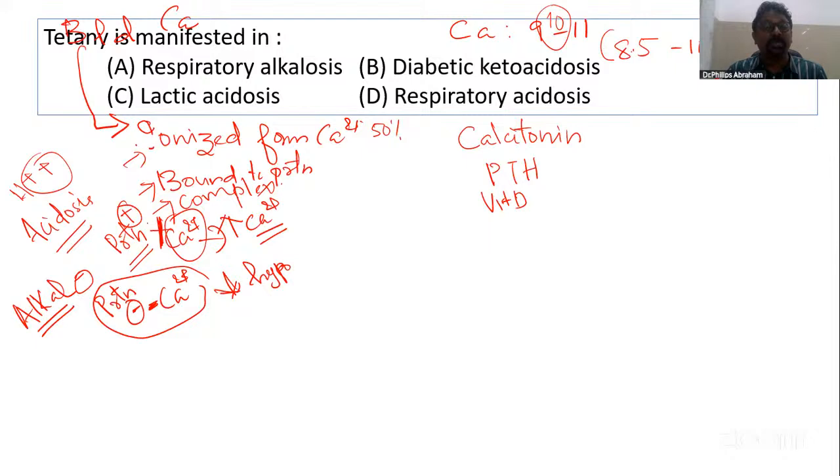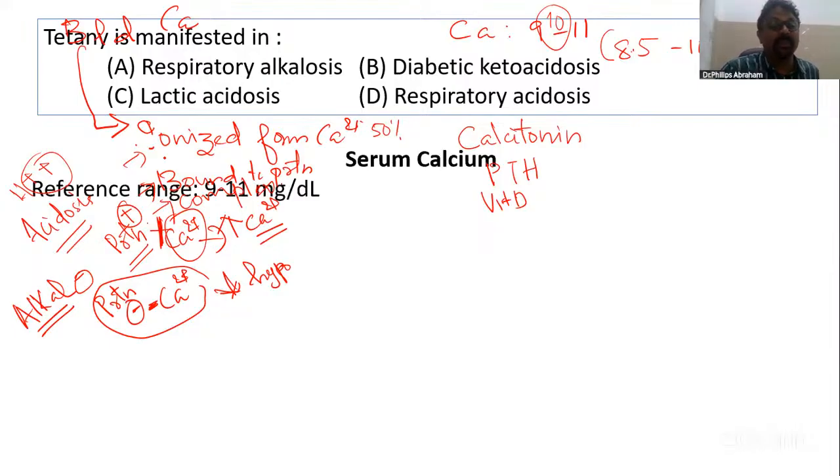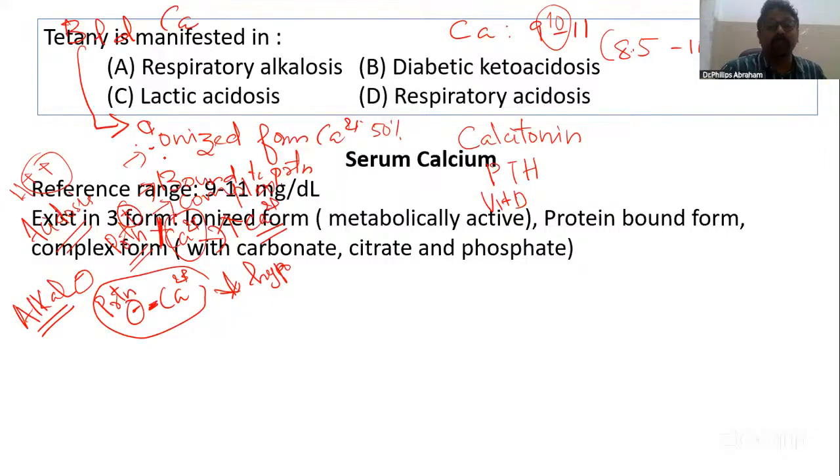So in this question, respiratory alkalosis is the condition where the protein will have negative charges. So more blood calcium will bind to it, calcium will be less, and that leads to hypocalcemia. Serum calcium: deficiency, 9 to 11, excess. Three forms: ionized form, protein bound form, complex form.